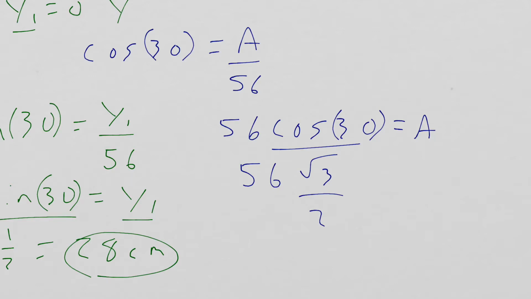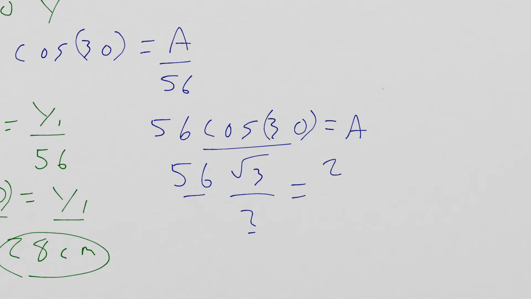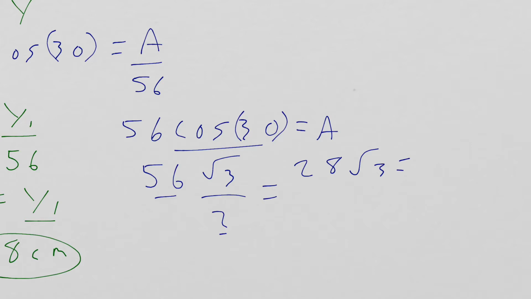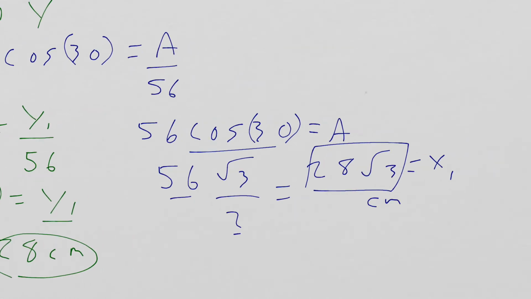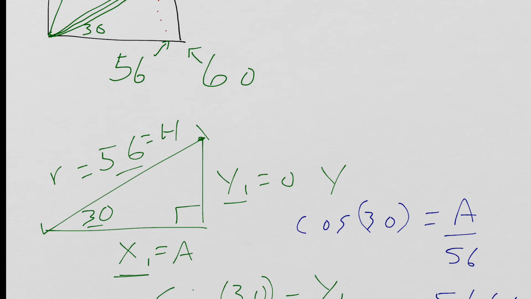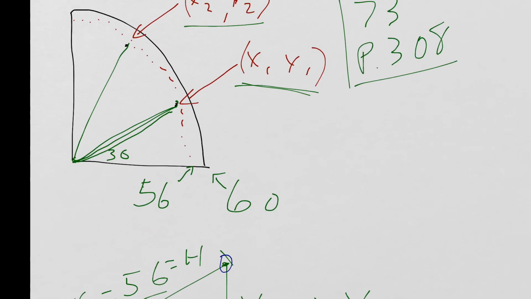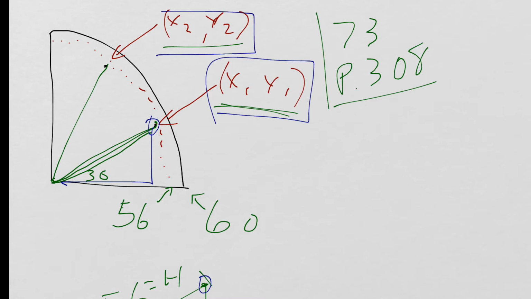Well, we just found out in the last part that 56 divided by 2 is 28. So this is going to be 28 square roots of 3. So this is what x1 equals. Right, the distance in the x direction, so in centimeters. So we just found this point, which is the same as this point, x, y. Now, that's half the problem. We also need to find this point.